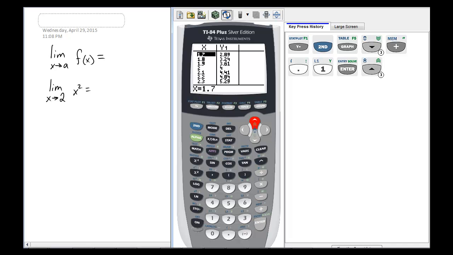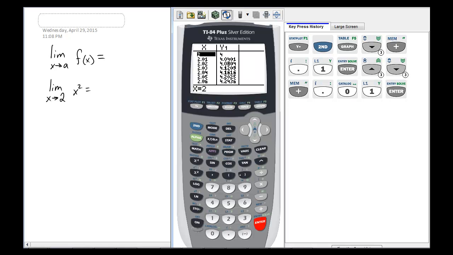We want to see both below the 2 and above the 2. This is from the left, getting closer to 2 on the number line. This is from the right. As I look at that, I see 2.89, 3.24, 3.61. They're getting closer to 4, right? 5.29, 4.8. Still not quite as clear as I'd like. So we're going to make it even closer. We're going to go 0.01.